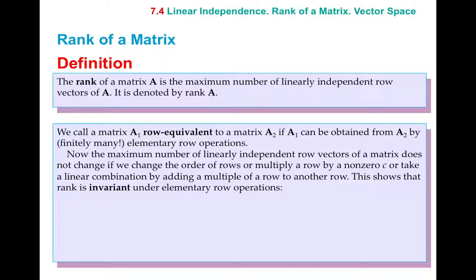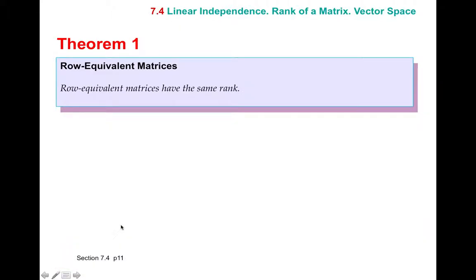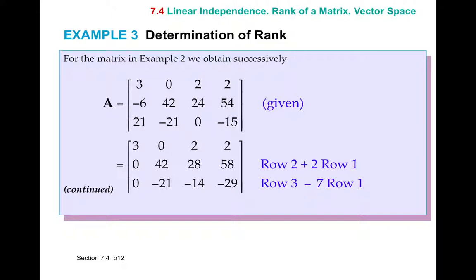So if we change the order of rows, or multiply a row by a non-zero constant, or take a linear combination, the rank is invariant. So it's invariant under elementary row operations. The rank is going to be a constant for a given set of linear equations. By reducing a matrix to row echelon form, not only can we determine the rank, we can also determine how many linearly independent vectors we have. So this leads us to Theorem 1, which essentially states that row equivalent matrices have the same rank.